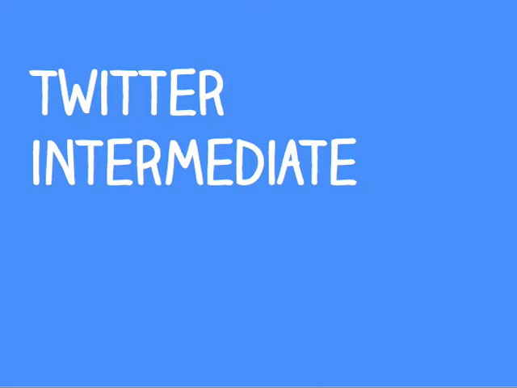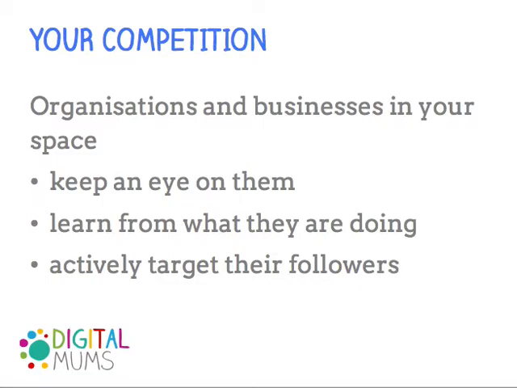So the first thing to do really, you're looking at your tumbleweed Twitter account where you've got no followers and you're not following anybody, and that can actually be quite depressing. So the first thing to do really is to follow the right people. First things first, follow your competition if you're a business. You want to be keeping an eye on organisations and businesses in your space. You can also learn from what they're doing, and you can actively target their followers who are highly likely to be interested in what it is that you are also offering.